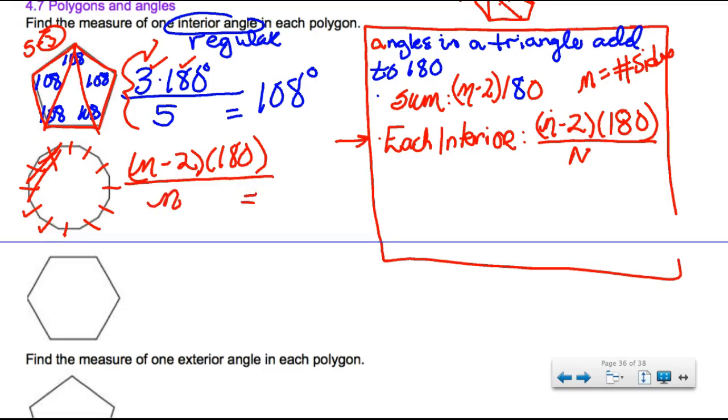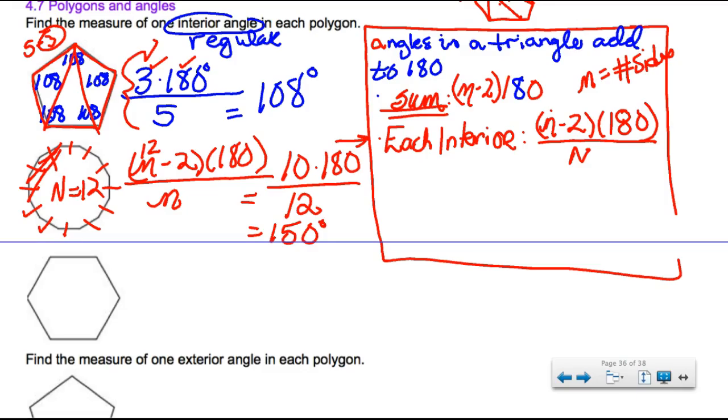So I do n minus 2 times 180, and then I chop it up amongst my n angles. So let's go do that. On this one, n equals 12. So I'm going to do 12 minus 2, 10, times 180. That'll tell me what they all add up to, and then I'm going to divide it up amongst the 12 interior angles. So when you go to your calculator, you can just do 10 times 180 divided by 12 equals, each one of those angles is 150 degrees.